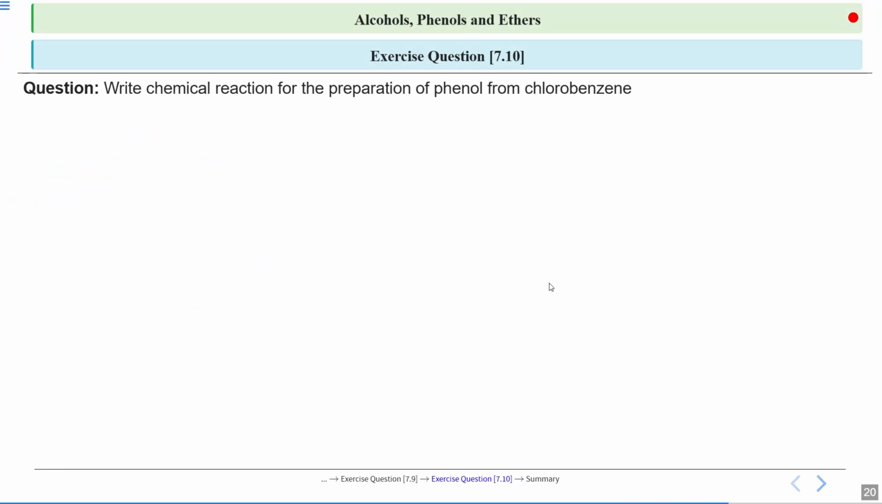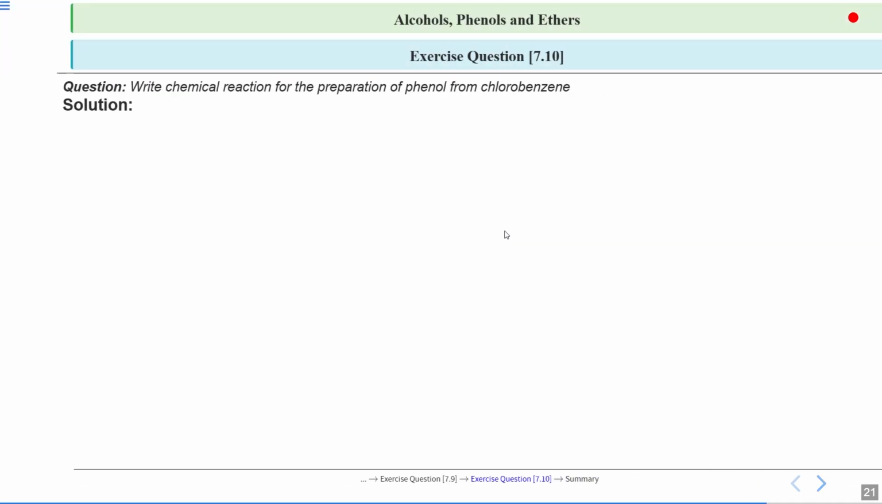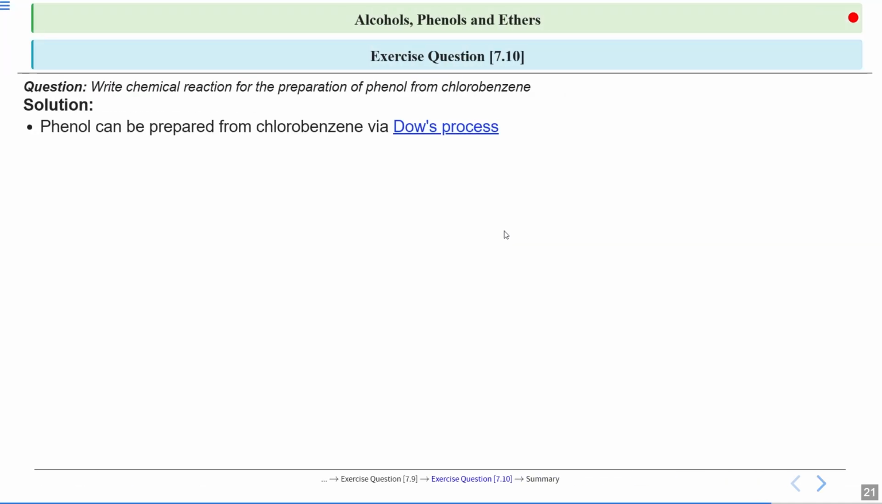Next question, you have to write the chemical reaction for the preparation of phenol from chlorobenzene. This is also called Dow's process. So write the reaction. I'm giving you 20 seconds. So see what will happen. Phenol can be prepared from chlorobenzene and that process is called Dow's process.